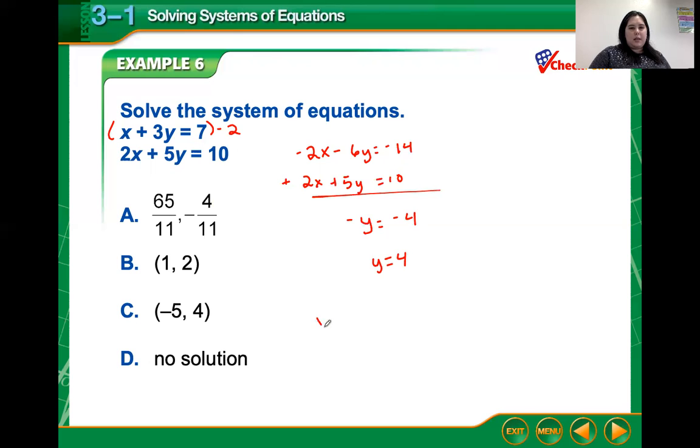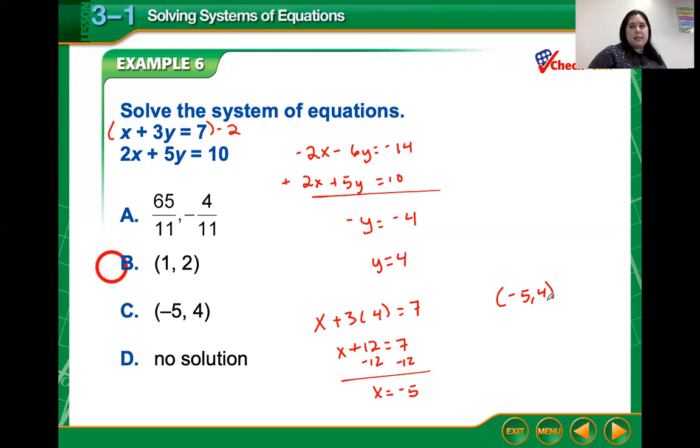So then I'm going to plug in 4, so x plus 3 times 4 equals 7. So I'm going to get x plus 12 equals 7. So subtract 12. And we get x equals -5. So my answer is -5, 4, which when we see that, we do get C.